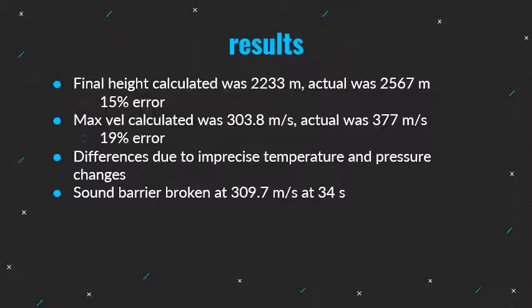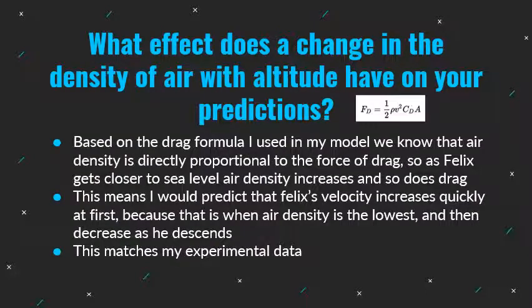The final height I calculated was 2,233 meters, while the actual was 2,567 meters, which is a 15% error. And the maximum velocity I calculated was 303.8 meters per second, while the actual was 377 meters per second, which is a 19% error, and these differences are due to imprecise temperature and pressure. And this is my first discussion question.